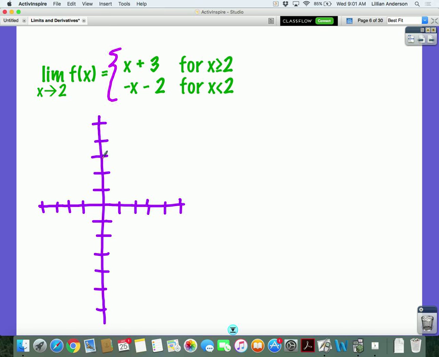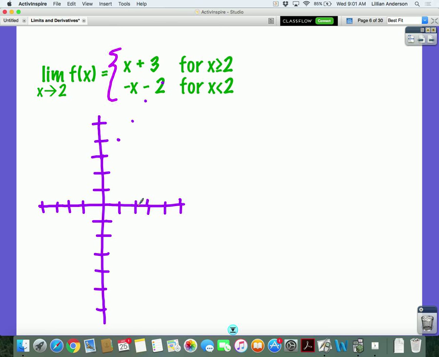Start at 3 on the y-axis and go up 1, over 1. And then? Up 1, over 1, and continue all the way through. And there we'll make our line, but I don't want the full line for x plus 3. I want all the values for x greater than or equal to 2.